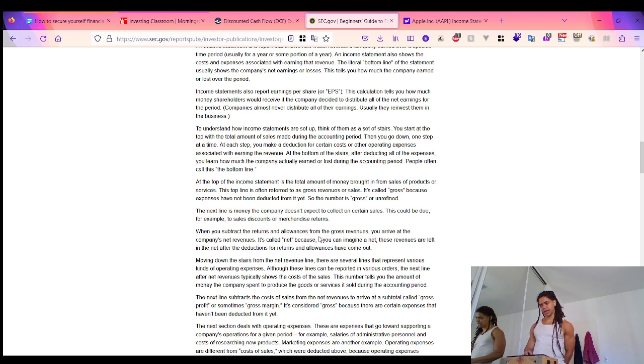It is called net because you can imagine a net. These revenues are left in the net after the deductions for returns and allowances have come out.